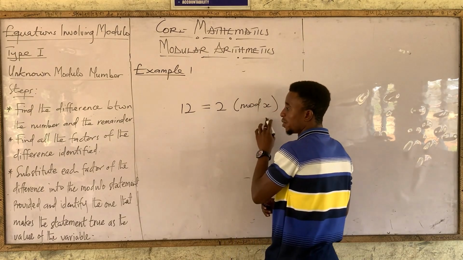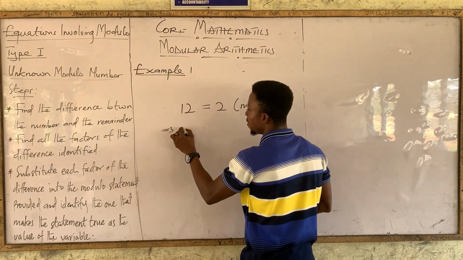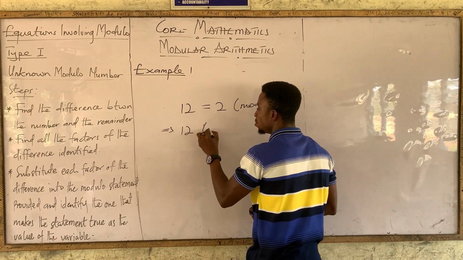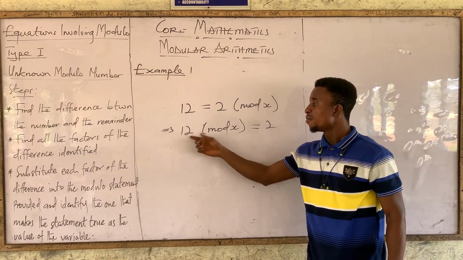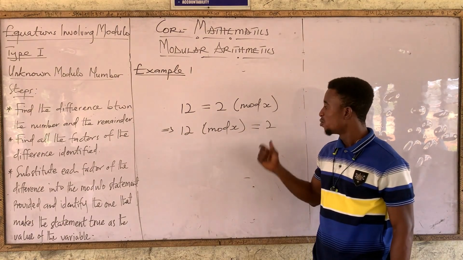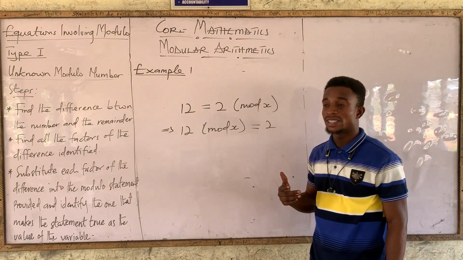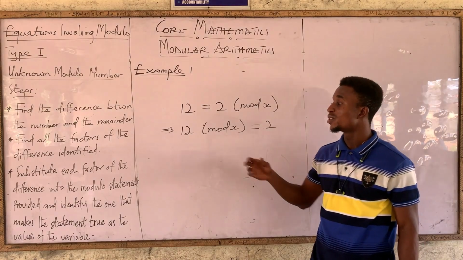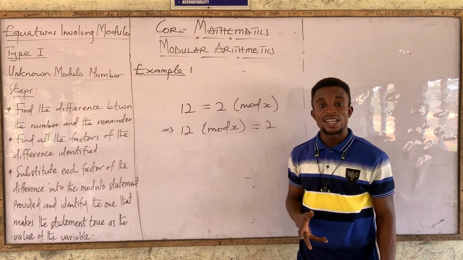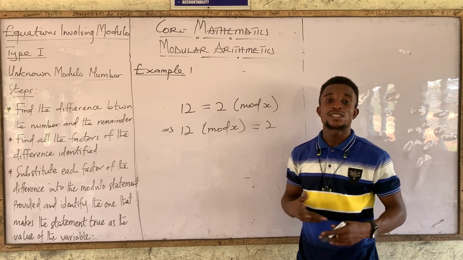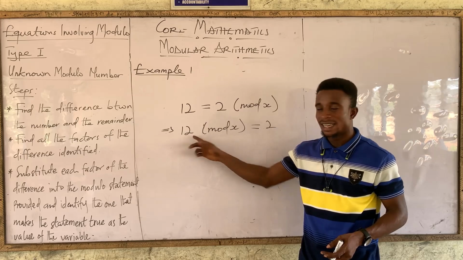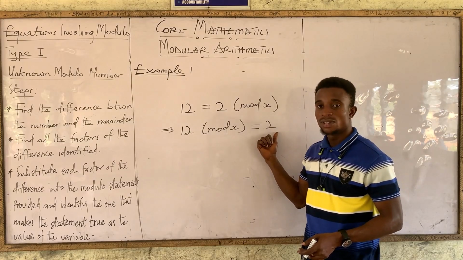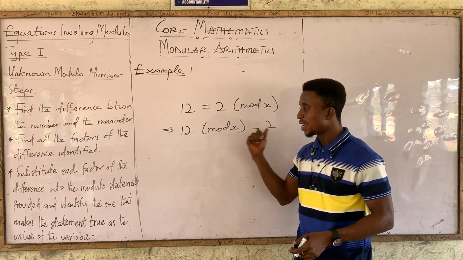Now you know this one can also be written as 12 mod x is equal to 2. 12 modulo what number will get you 2? That's what we are interested in. Somebody can just look through and say modulo 10. Are we getting that? So let's see if it's only 10. I can see through here that mod 10 is getting me 2. So 12 mod 10 will get me 2.